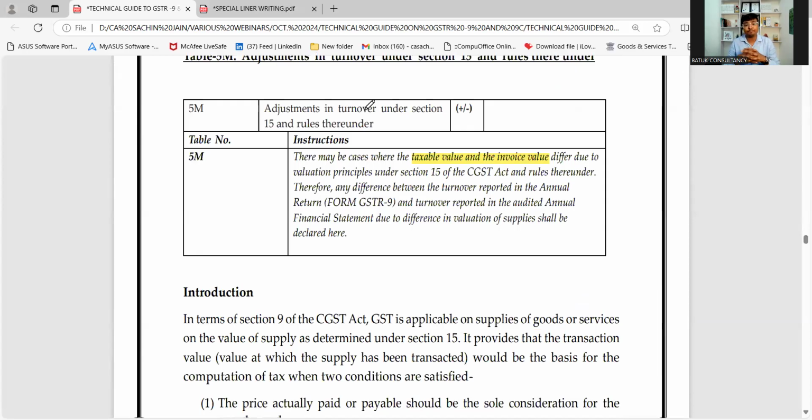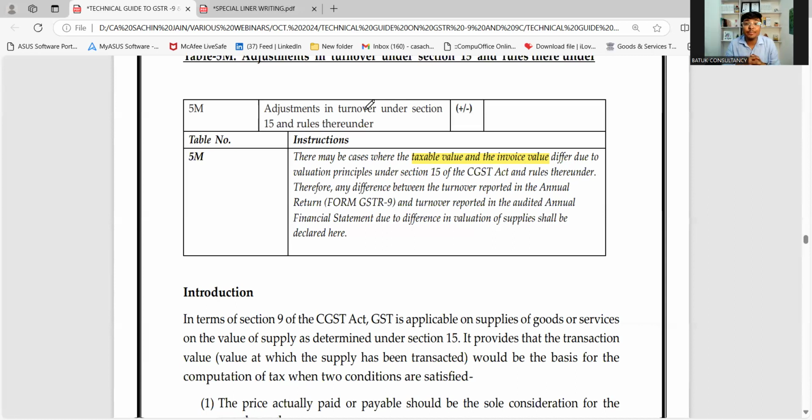Then adjustment on account of section 15 and various rules thereunder. Section 15 is related to valuation and various rules. We have rule number 27 till 32 related to various situations.